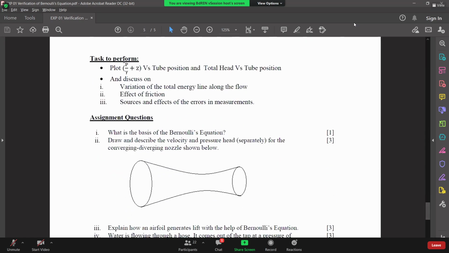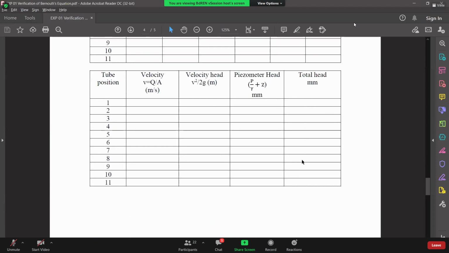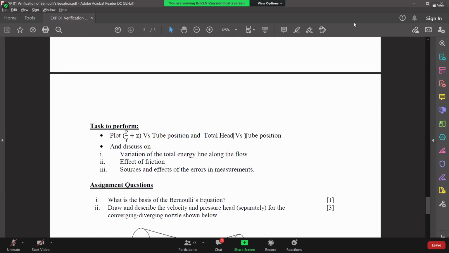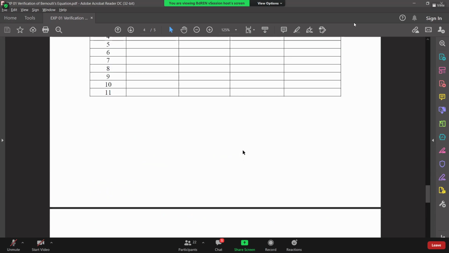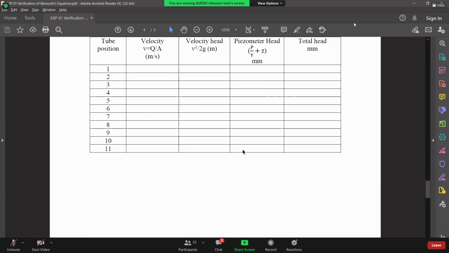And that is the task of this experiment. So you have to draw a total head graph. In a graph paper you have to draw for these 11 sections what the total heads are, right? You can do that. That's very easy. And then you have to draw the pressure head plus elevation head. Elevation head is almost constant or zero, so just the pressure head. What is the name of the pressure head graph? That is the hydraulic gradient line.